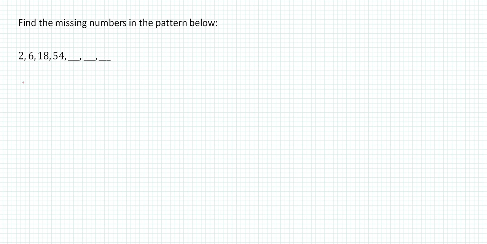So we have this pattern here, 2, 6, 18, 54. The first thing we're doing here is we divide the second term, 6, by the first term, which is 2. It's going to give us 3. Now we're going to multiply 6 by 3. That's going to give us 18. We multiply 18 by 3. That should give us 54.